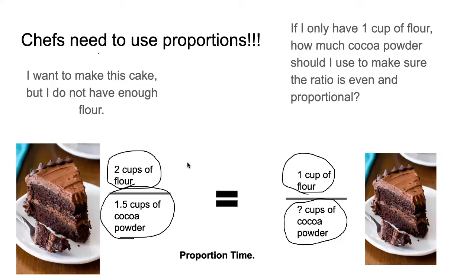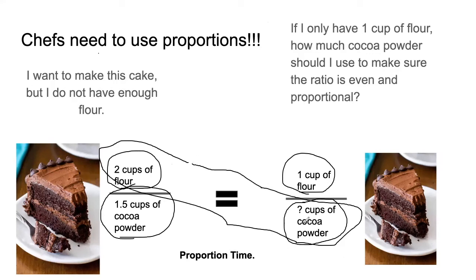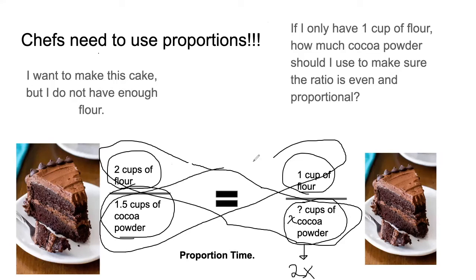How to figure this out? We use the butterfly method. 2 times a question mark. We don't know what this number is, so we replace it with a letter, x. So this is 2 times x, which is 2x. And then we have 1 times 1.5, which is just 1.5, because anything times 1 is just that number. Set them equal to each other, bring down the equal sign. Okay, now the question is, 2 times what is 1.5?